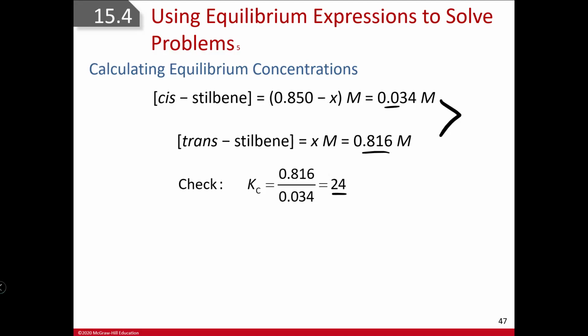And you can check your work. You can divide the product by the reactant, and you should get this number here, which is the equilibrium constant. So that's a good check. If you're not confident about your answer, you want to make sure you did it correctly. It's worth double checking.